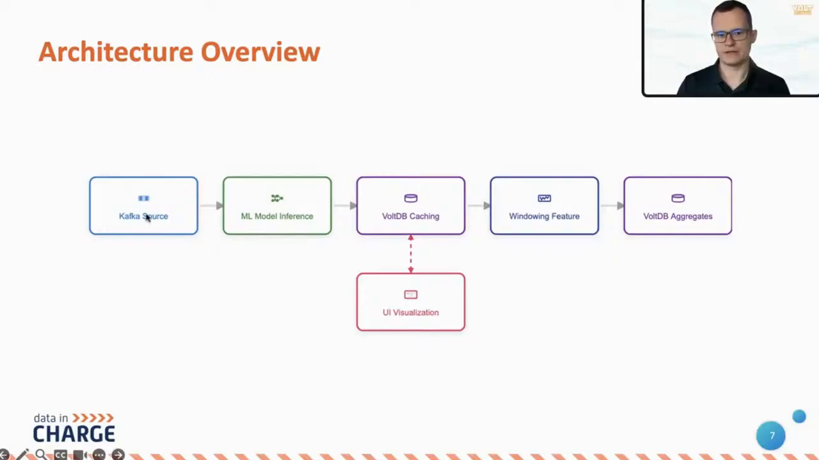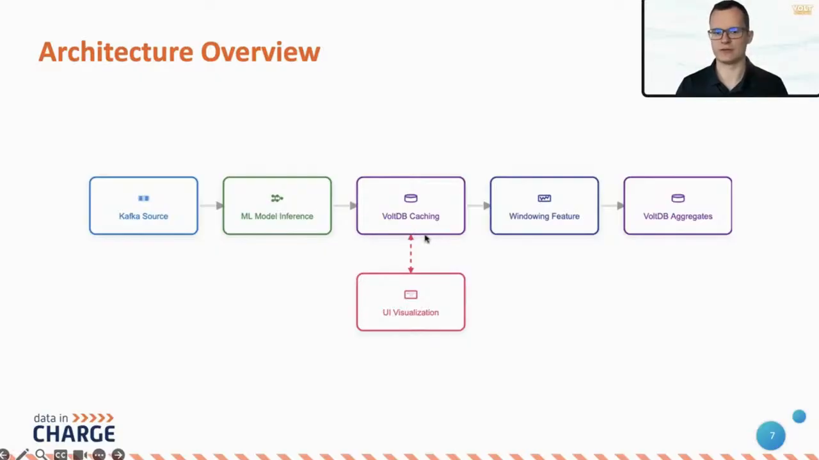We are reading the events from the Kafka source, then the ML model is classifying them into one of the 8 classes, one being benign, and 7 of them are different types of attacks. So it can be DDoS, it can be recon, it can be brute force, it can be Mirai virus, for example. After the specific event is marked with the class, it is being sent to the VoltDB caching.